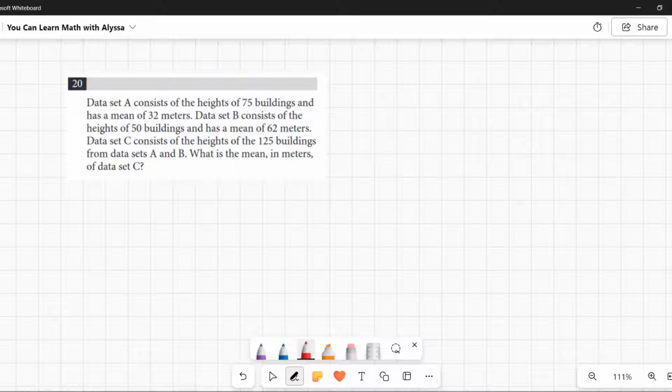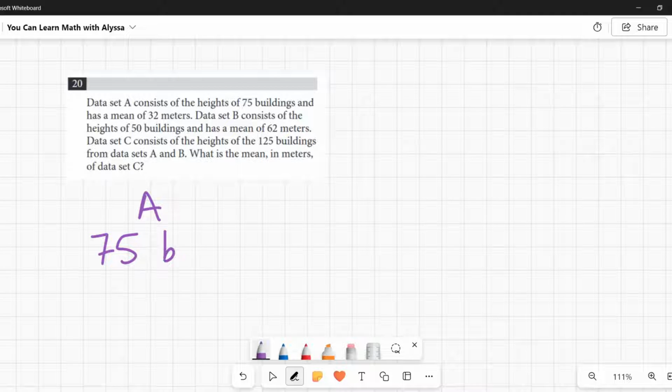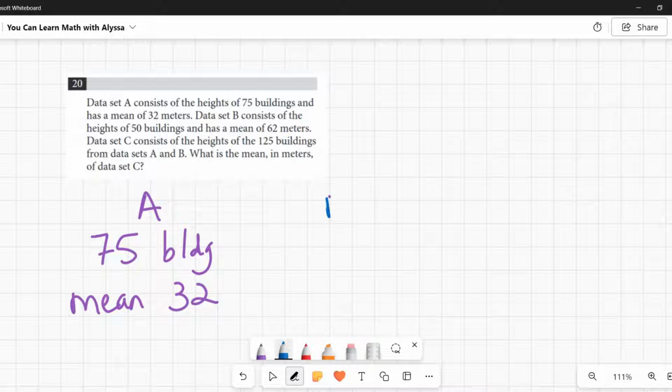Number 20. Data set A consists of the heights of 75 buildings. Okay, I'm going to start writing. Data set A has the heights of 75 buildings, and has a mean of 32 meters. Data set B, a different color, consists of the heights of 50 buildings and has a mean of 62 meters.